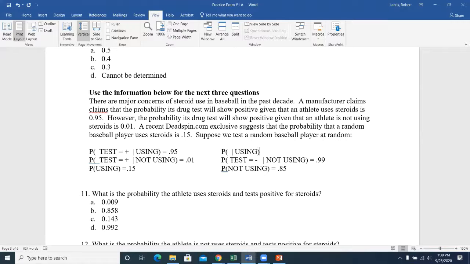If I condition on the person using, what's the probability that the test comes back negative? Well, here I was told if they're using, the probability it's positive is 0.95. So if they're using, the probability that the test comes back negative would just be 0.05, right?